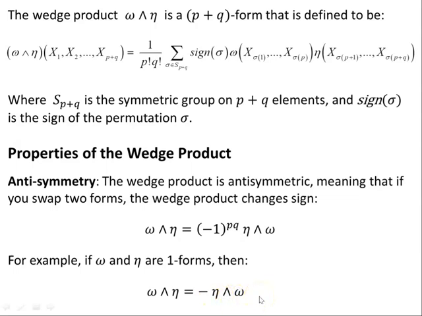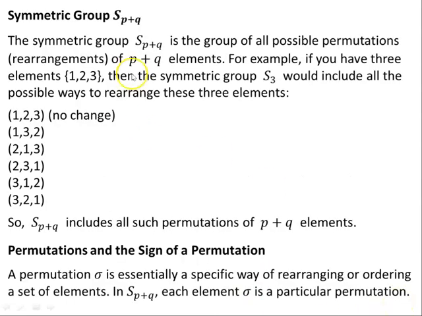Right, this orientation, as we've seen, matters. It's important. So let's look at the symmetric group first. The symmetric group S subscript P plus Q is the group of all possible permutations, rearrangements, of the P plus Q elements. For example, if you have three elements, 1, 2, 3, then the symmetric group S subscript 3 would include all the possible ways to rearrange these three elements.